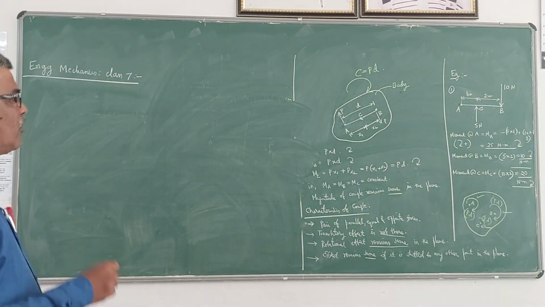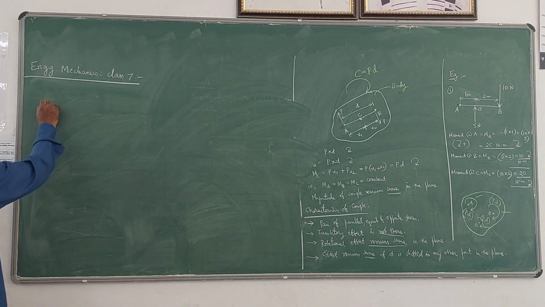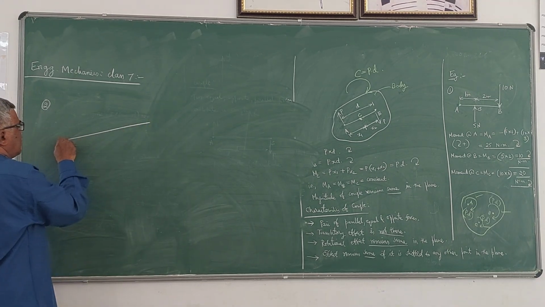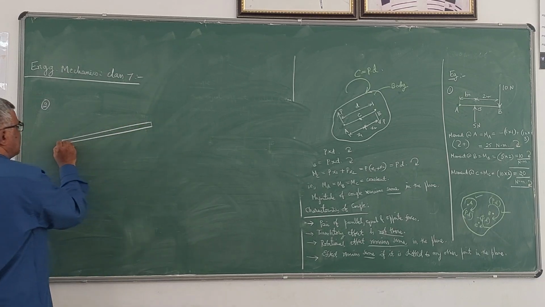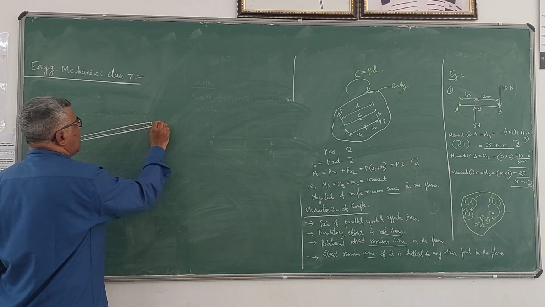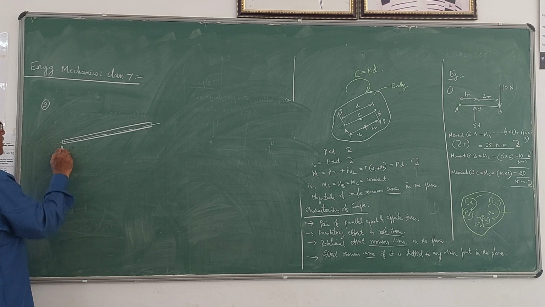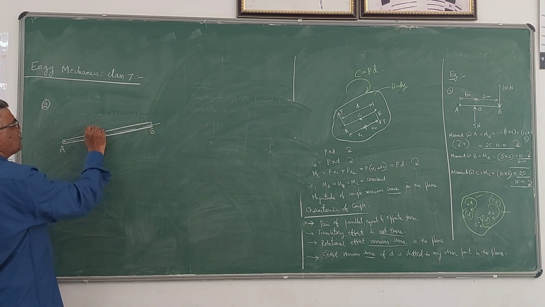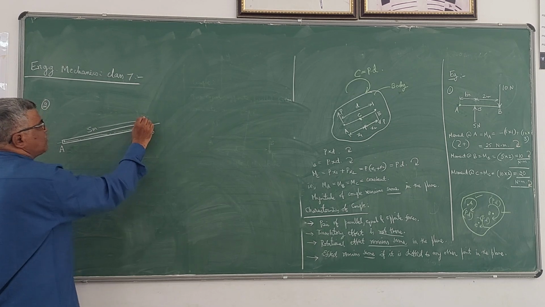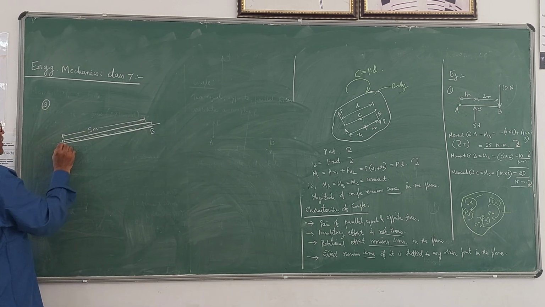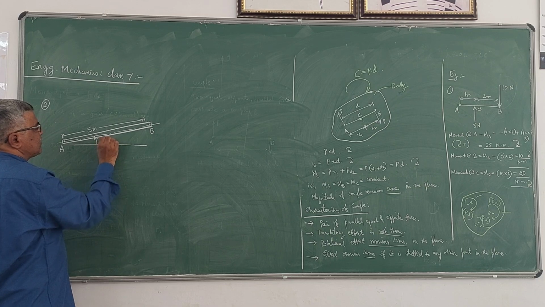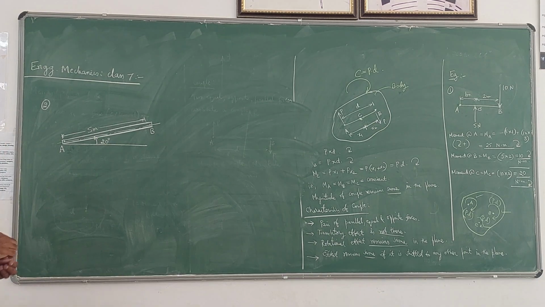Now one more example I will take, wherein you have an inclined rod. Let us say this is an inclined rod. So AB is the inclined rod. The length of the rod is 5 meters. Let us take the length as 5 meters. It is making an angle of 20 degrees with the horizontal.